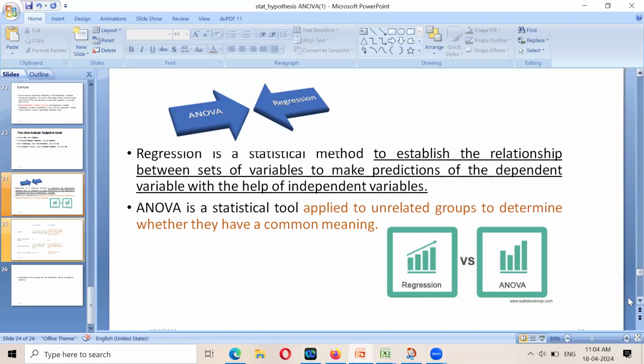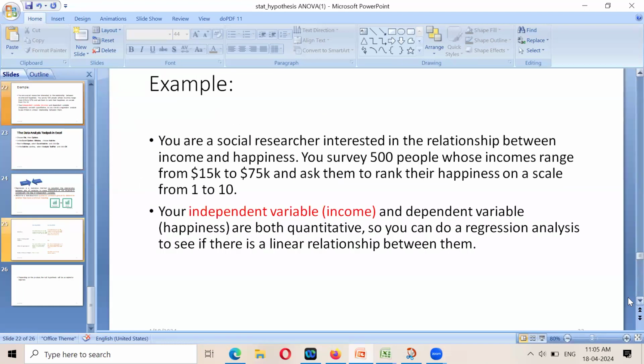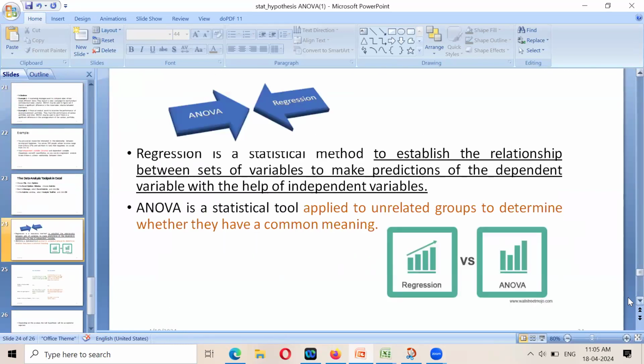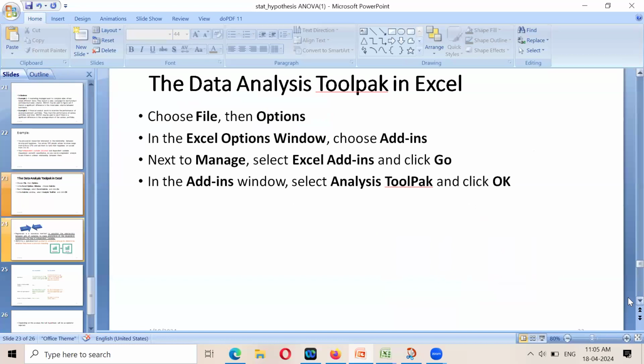Both are very highly used in all sectors in real life also, but they have some differences. Regression and ANOVA need not be considered the same. Now, as I have told you, while doing actual research, we use many tools.